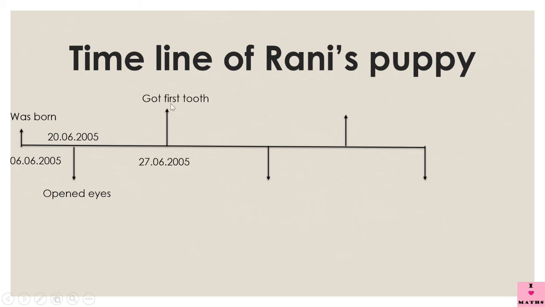And puppy got its first tooth on 27th June. Quite fast compared to Munya. Munya is a baby, na? Rani's puppy got its first tooth quite early. 27th June, it got its first tooth. The puppy started walking, though slightly unsteadily. It used to walk and then fall down, walk and then fall down. On 4th July, the puppy started walking.